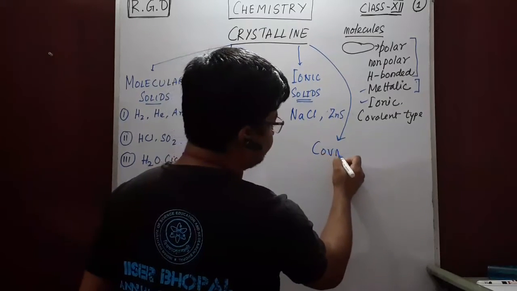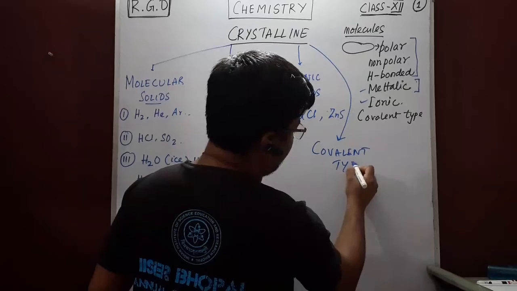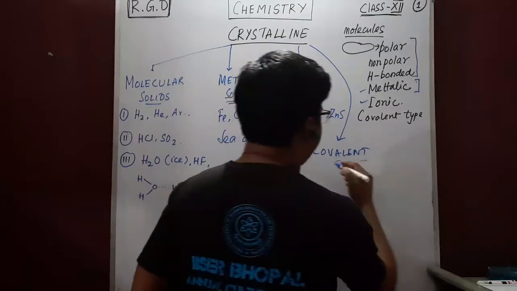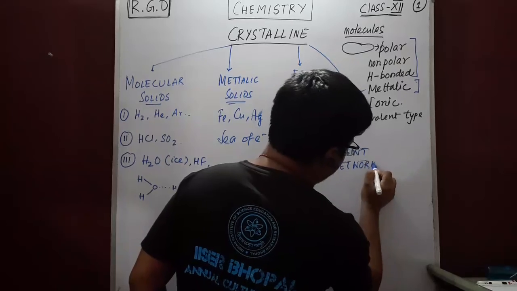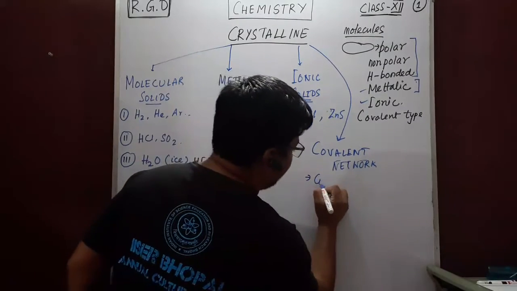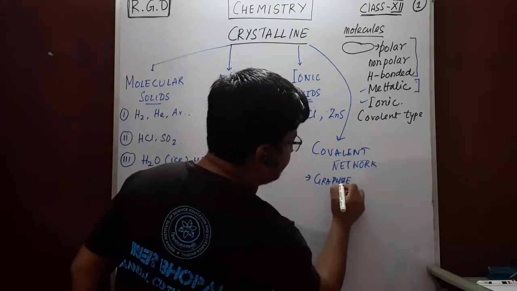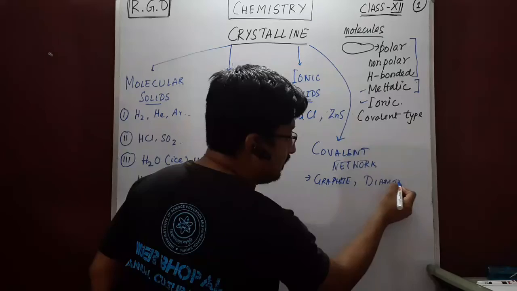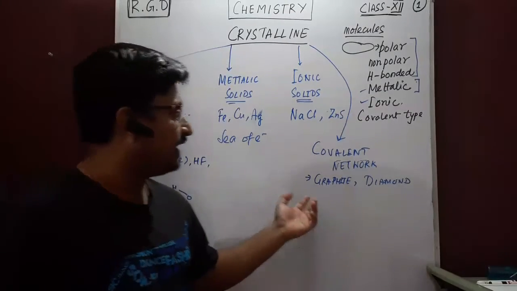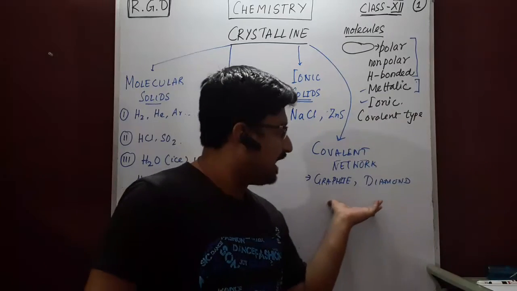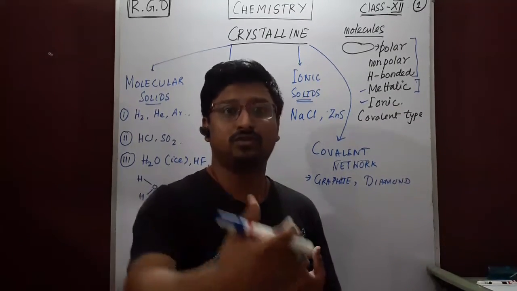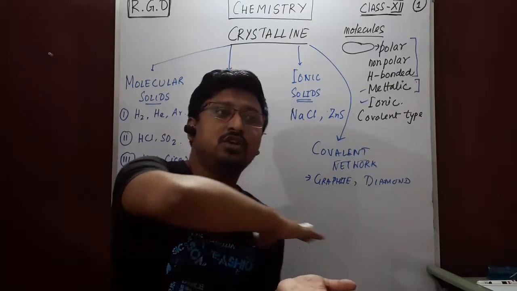Now the covalent type. Here, the proper word will be covalent network. Network will be the actual word, and let me give you an example to make it clearer: graphite and diamond. These are basically polymeric substances. Graphite and diamond are both carbon allotropes. These carbon allotropes form a huge network by the formation of covalent bonds.